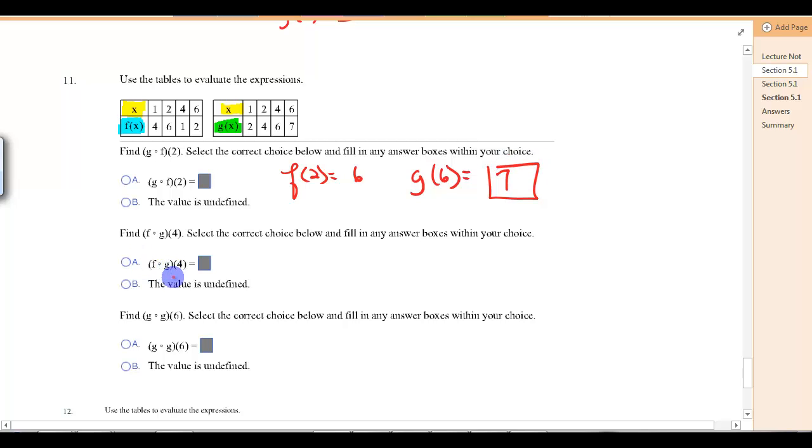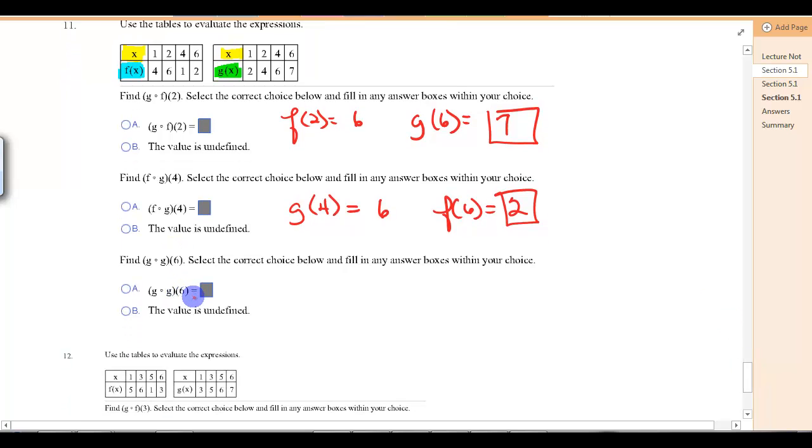F of g of 4, we start with g of 4. G of 4 is 6. And so then f of 6 is 2. All right, g of 6. We're going to start out with g of 6 is 7. And then g of 7, we don't have an x value of 7, so it is undefined for that one.